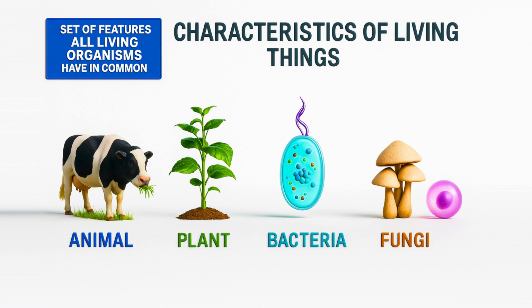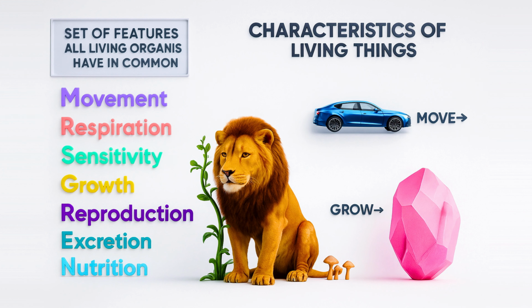In today's video, we're going to be learning about the essential characteristics of living things, also known as organisms. These characteristics are shared by animals, plants, bacteria, fungi, and protoctists. Basically, we're going to explore the specific set of features that all living organisms share, no matter how different they may seem.